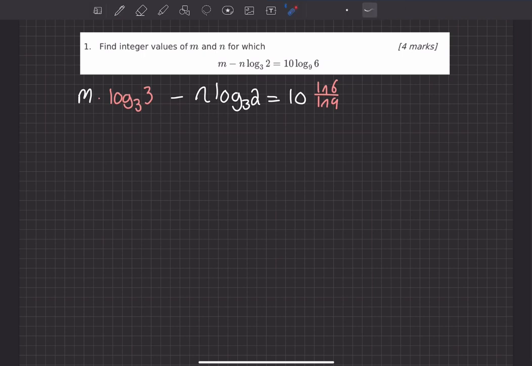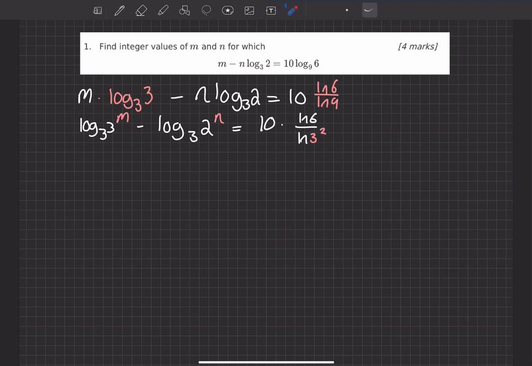Second step is using our third law of logarithms. We know that we can move this m up here and move this n up here. So what we have now is log base 3 of 3 to the power of m minus log base 3 of 2 to the power of n gives us 10 multiplied by ln of 6 over ln of 3 squared, right? We kind of just went over how to change this to a 3 in the last section. We'll go over it again just in case.